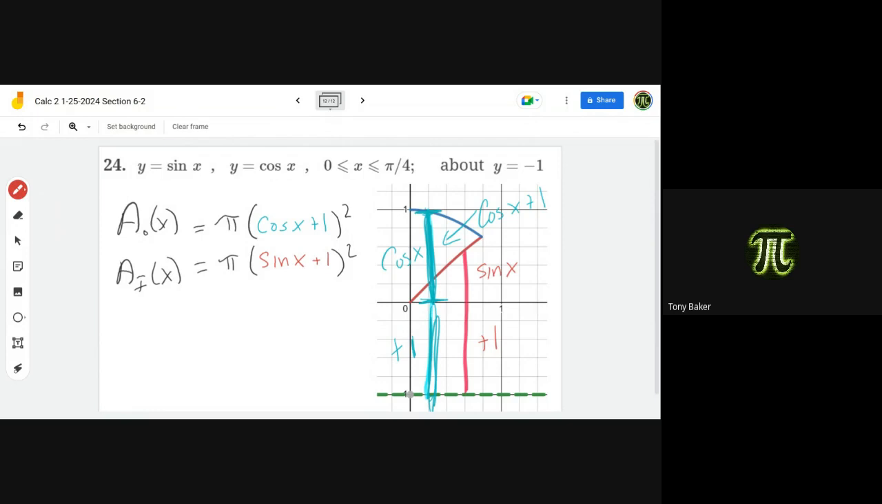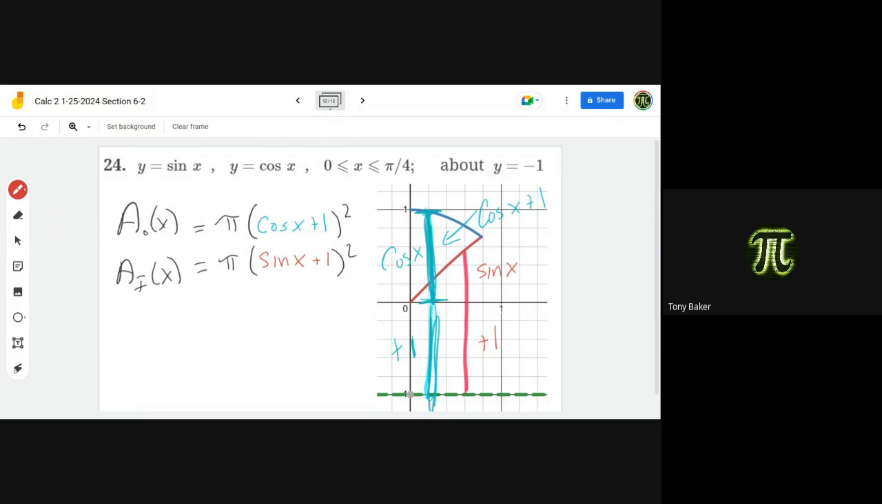You've got to remember that when you're looking at the integral, it's always going to be rotating around the axis that it's looking at, so either x or y. So in essence, what we're doing by adding the 1 is we're taking this whole graph and shifting it up by 1 so that my rotation is around the x-axis.